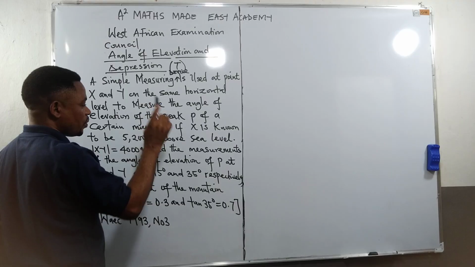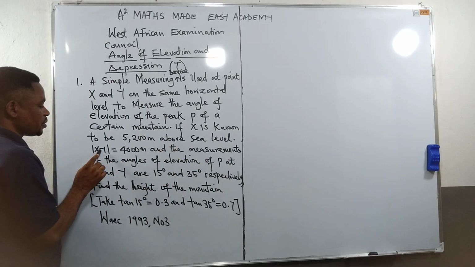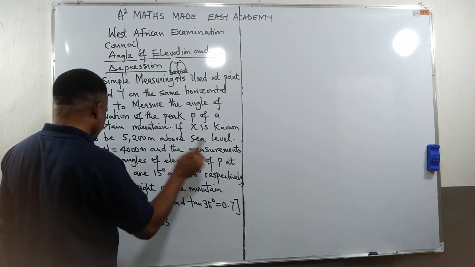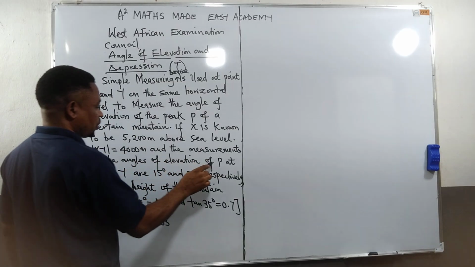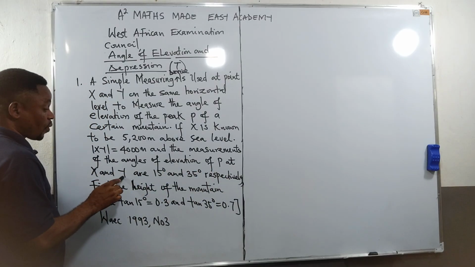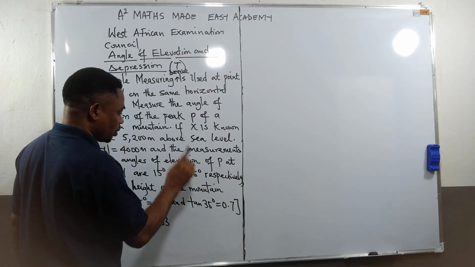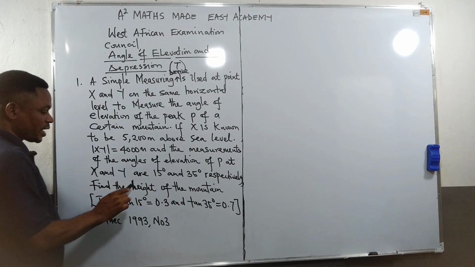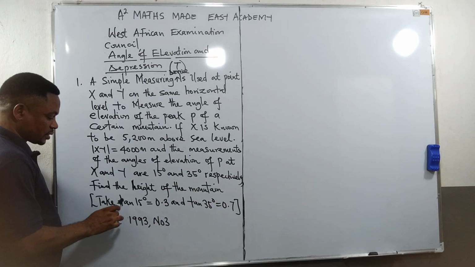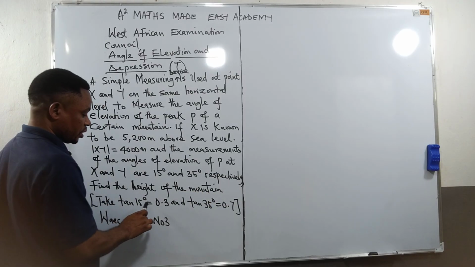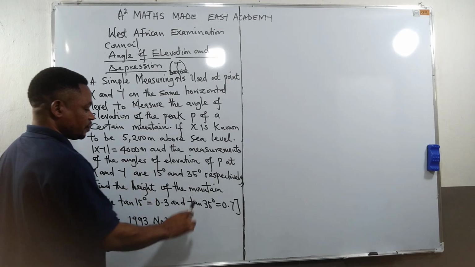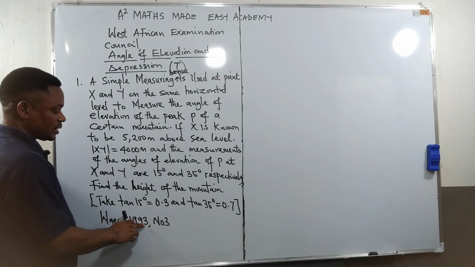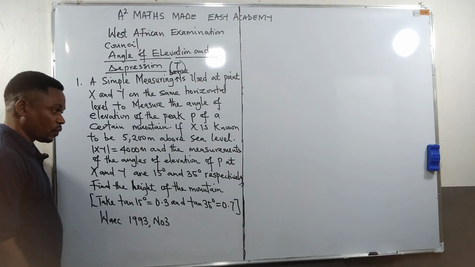Now, if X is known to be 5,200 meters above the sea level, then the side XY is 4,000 meters. And the measurements of the angles of elevation of P at X and Y are 15 degrees and 35 degrees respectively. The question is, find the height of the mountain. Take tan 15 degrees to be 0.3 and tan 35 degrees to be 0.7. This is WAEC past question 1993, question number 3.